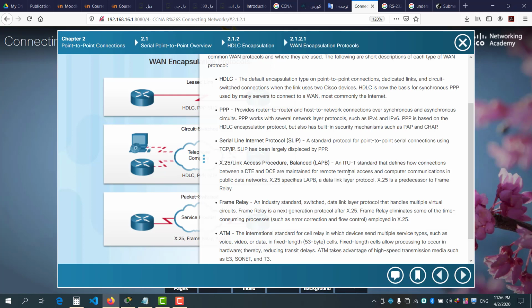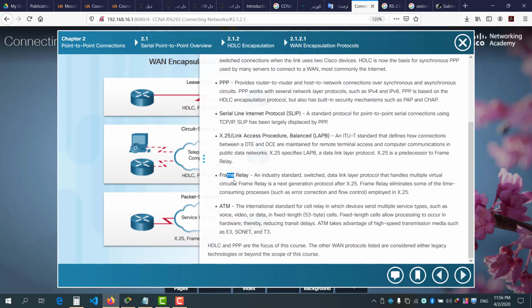Okay, and of course this one is responsible for access and communication between the public data network and its network. Frame Relay, and we said it is built on what? It is built on top of X.25. Frame Relay is an industry standard switched data link layer protocol that handles multiple virtual circuits. Frame Relay is the next generation protocol after X.25. Frame Relay eliminates some of the time consuming processing such as error correction and flow control employed in X.25.